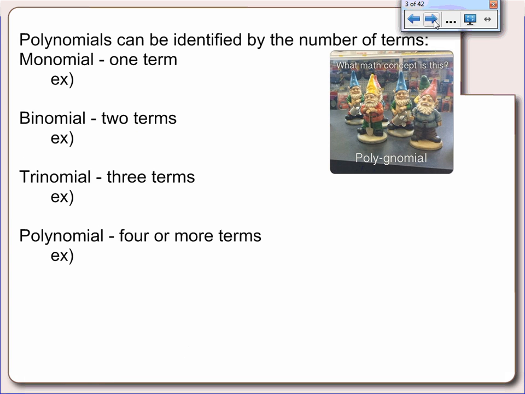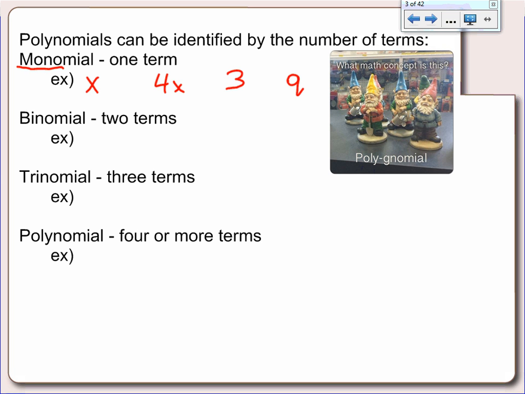All right, a few more definitions we need to get through. First off, we have different special types of polynomials. For instance, if there's only one term, we call that polynomial a monomial. So monomial means one term. For instance, x would be a monomial, or 4x, or 3, or q. Those are all monomials because there's only one term.